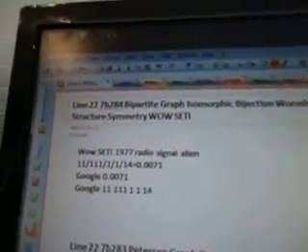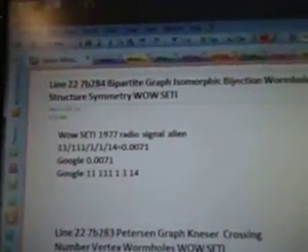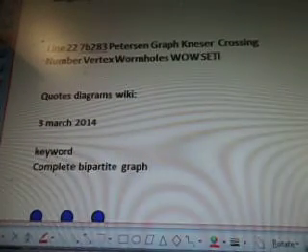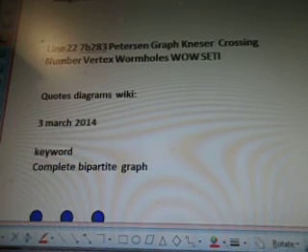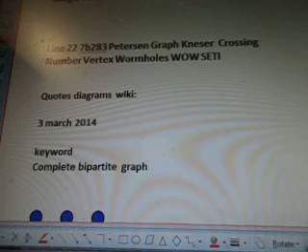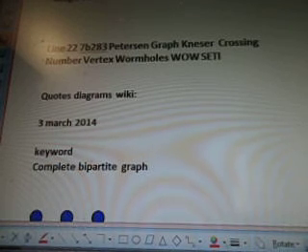7B284, bipartite graph, isomorphic bijection, wormhole structure, symmetry, Wow Seti. Here's the alien radio signal. Okay, bipartite graph, utility graph, star graphs, biclique, vertex, isomorphic bijection, adjacent, structure preserving, traversable wormhole, automorphism, equivalence relation formula, line 22, Wow Seti data. So line 22, 7B283, Petersen graph, Kneser crossing, number vortex, and wormholes, Wow Seti.